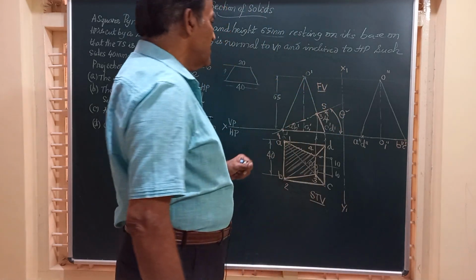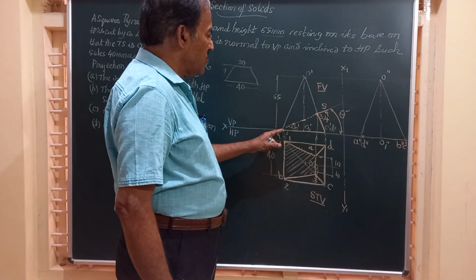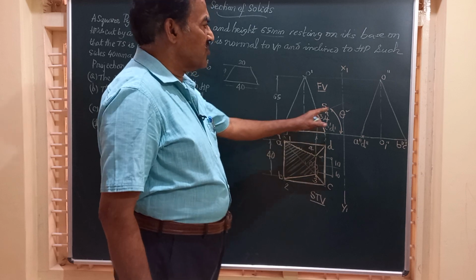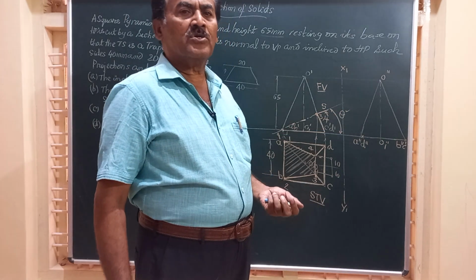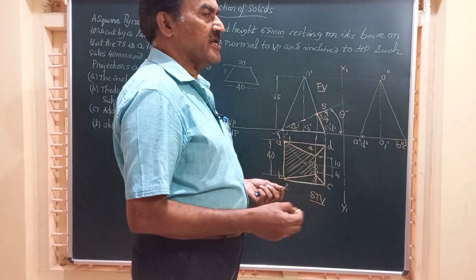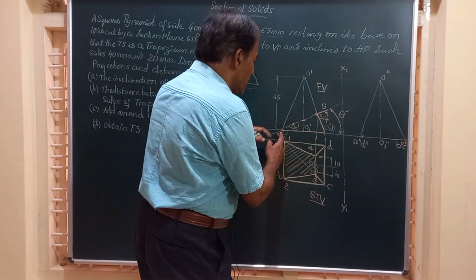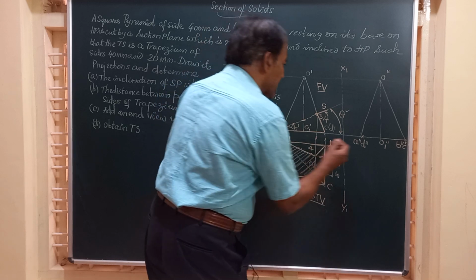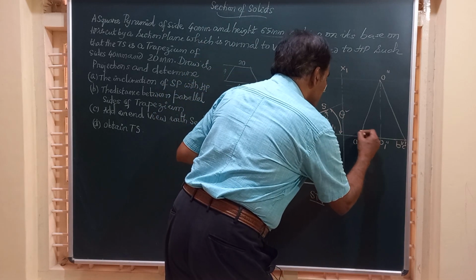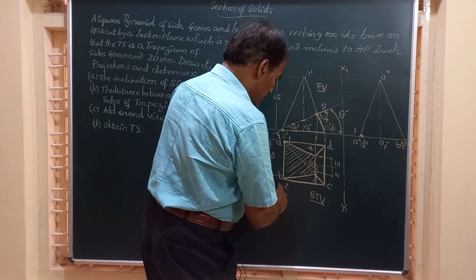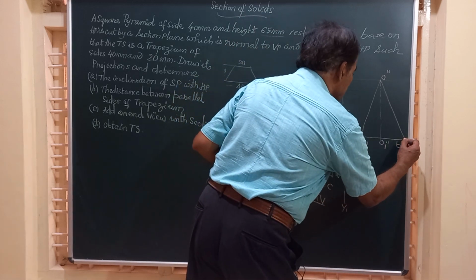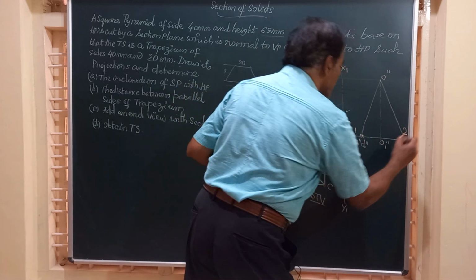Now friends, we have to transfer these points 1, 2, 3 and 4 onto the end view to obtain the sectional end view or left sectional end view. Friends, points 1 and 2 are here. 1 at A, so we call it as point 1. 2 at B, that point is here. We will call it as 2.